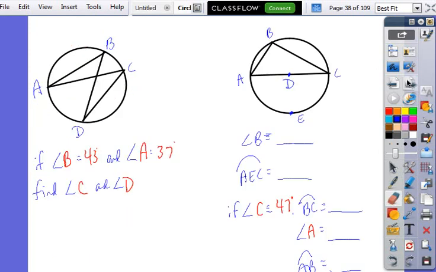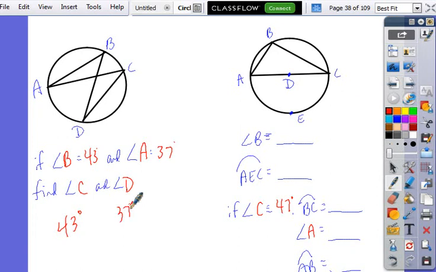Which ones are supposed to be the same on that one? B and C have to match. So if B is 43, C is 43. It's going to give you a number, so go ahead and put the number. And if A is 37, then D is 37. A has to match D because they're on the same side. So that would be 37 there.